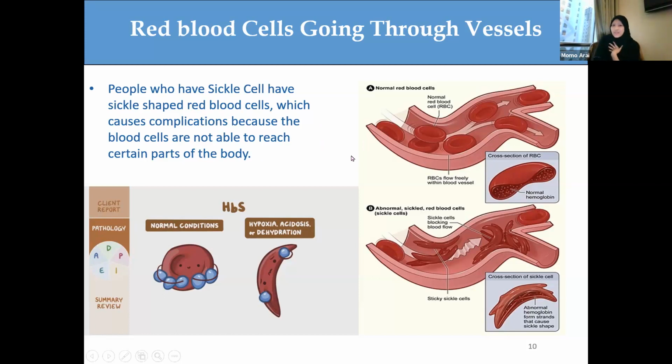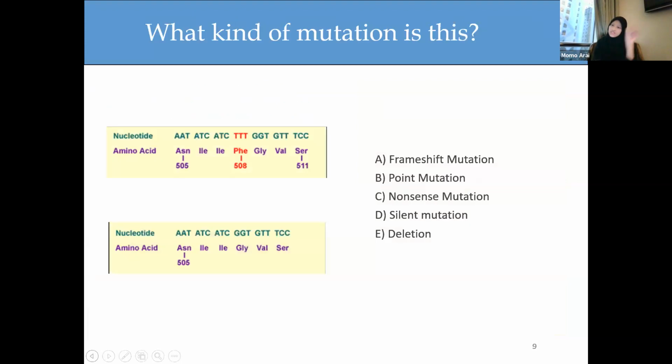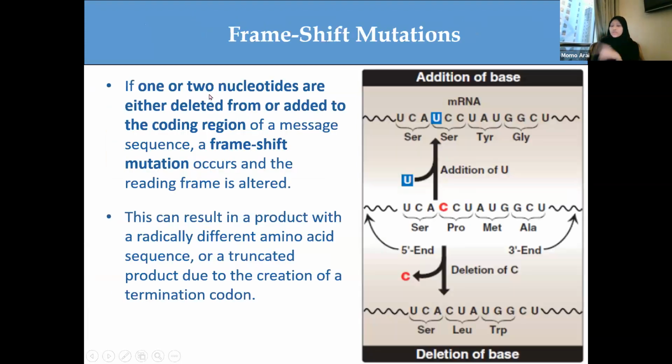Now this is an example of a disease. Wait, sorry. Frameshift only occurs when 1 or 2 bases are added. Yeah, exactly. So it's also mentioned in your slide by the doctor as well. So if it's 1 or 2 only, that's when frameshift happens. And you can see it by yourself, when it's coded, when you see the amino acids, all of the sequence changes after the mutation. So that's why.